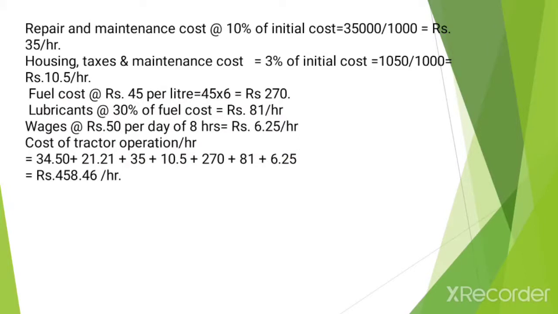Now next point is repair and maintenance cost at 10% of the initial cost. So 10% of 3,50,000 rupees will be 35,000, and total working hours are 1,000, so 10% of initial cost divided by 1,000. So for 1 hour the repair and maintenance cost will be 35 rupees per hour. Same here, taxes, housing, maintenance cost is considered as 3% of initial cost, so the answer will be 10.5 rupees per hour.